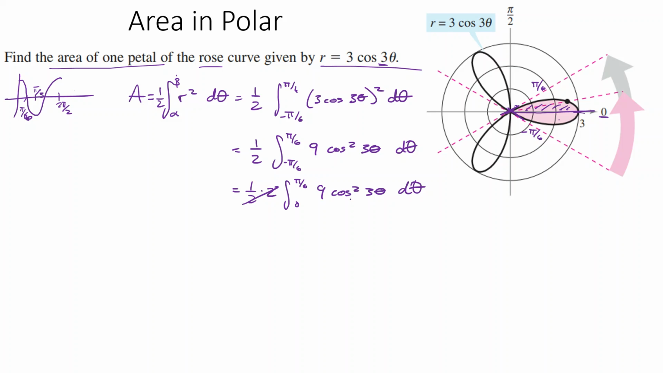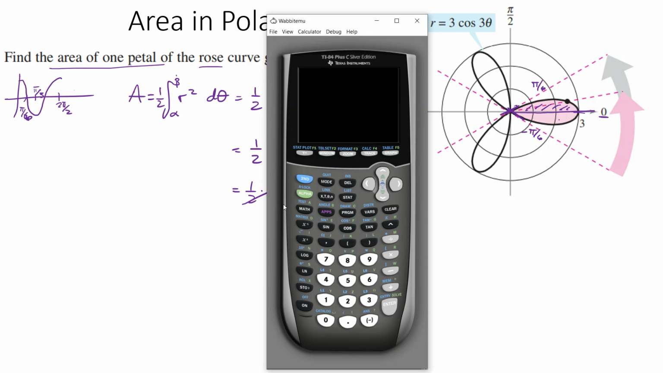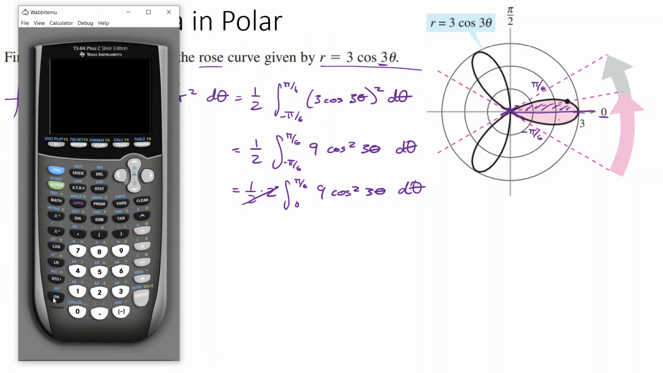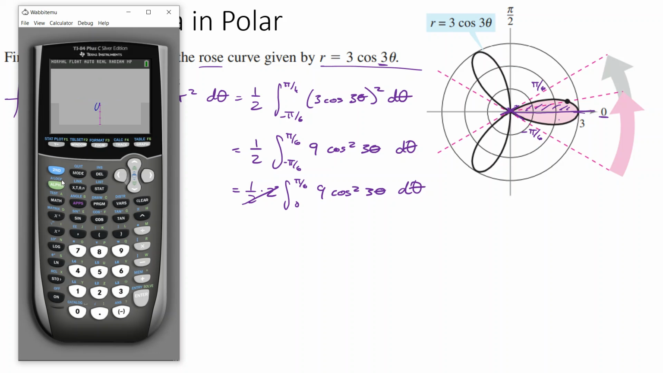All right, now this 9 can move out, and we can just take the integral here. It's probably easiest if we just throw this in our calculator and see what happens. All right, so you actually don't even have to be in the polar mode in your calculator. It will still integrate perfectly fine, if it'll turn on, but I am still in polar.